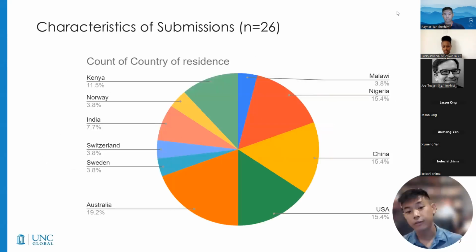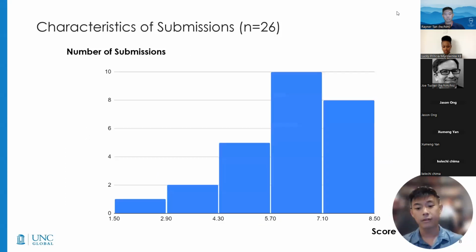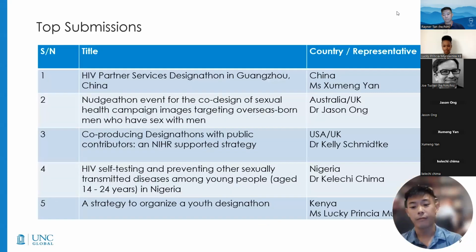In terms of the submissions, we saw submissions from around the world in low to middle income contexts, as well as high income contexts. And we actually saw, in terms of the scores, pretty high quality submissions. Most submissions were on this right side of this histogram. But as with all open calls, we would recognize the top scoring submissions. And these are the top scoring submissions from our open call for the Designathon Practical Guide.